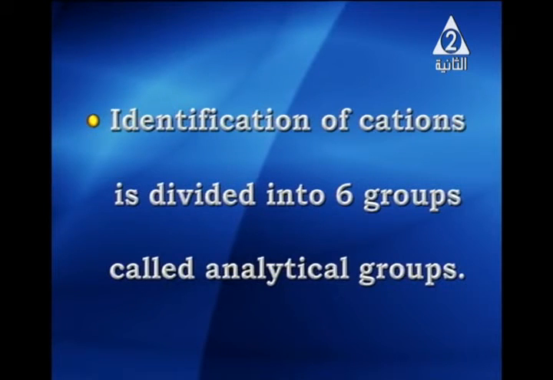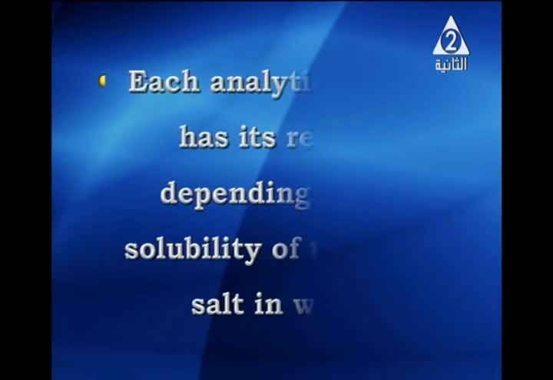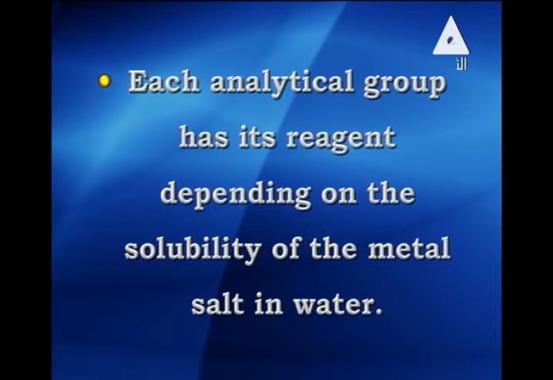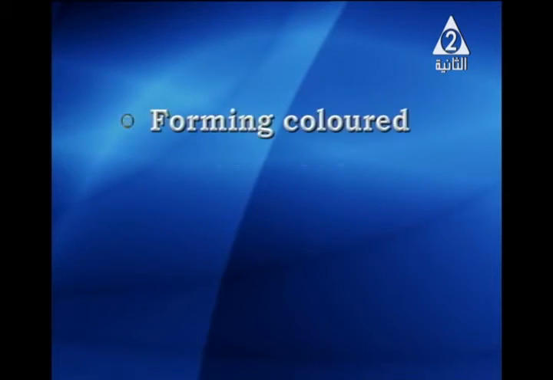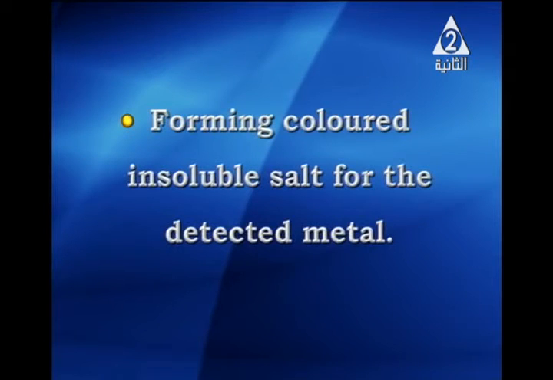Now, my dear students, the identification of cations is divided into 6 groups called analytical groups. Each analytical group has its reagent depending on the solubility of the metal salt in water. So, the scientific basis for identification of cations is forming a colored insoluble salt for the detected metal.